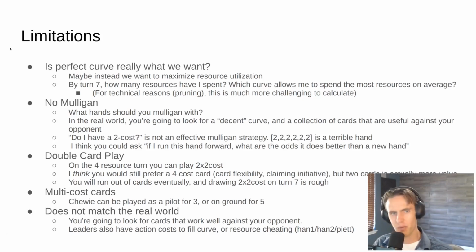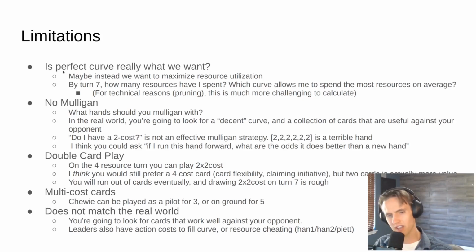All right. So I'm going to talk about why this data is currently not too good. First off, is a perfect curve really what we want to optimize? I don't think so. I think probably what you want to maximize is actually resource utilization. For example, maybe it's okay that you play a 4 cost on your 5 cost turn, if overall things just work out a little bit better.